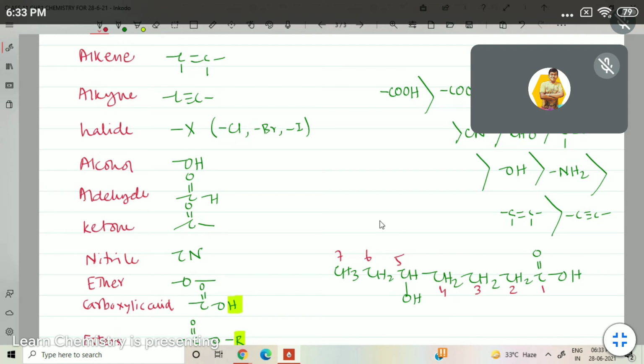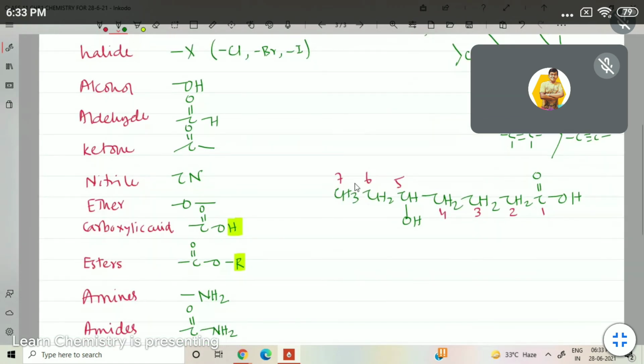Okay. Now, we'll just write down the name, and obviously, you people will not understand how I am writing the name. Okay. So, obviously, we will discuss one by one. So, COOH, carboxylic acid. So, as you can see, 7 main chain carbons are there. So, it is called heptanoic acid. Heptanoic. And with the fifth carbon, you have got an OH.